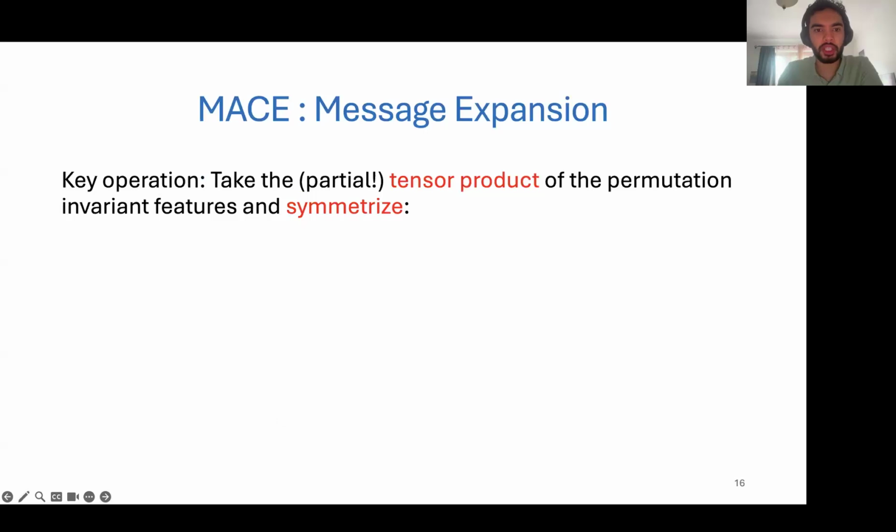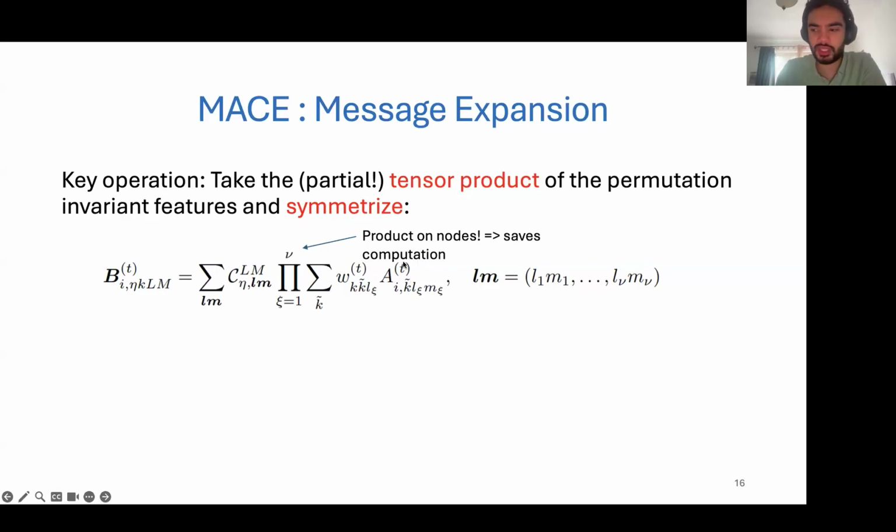But MACE has an extra operation, which is this symmetric tensor product. I won't go into too much detail on the indices, but you take this A basis, and the central operation is that you take products of them. And the key thing is that because you have done the sum first and then you take the product, this now doesn't scale with the number of neighbors. So you end up being able to do very, very large body order without being hurt by the number of neighbors you have, by taking the product of this permutation invariant. And so we have solved the first problem that I was mentioning, to approximate the tensor product basis. It's not scaling exponentially anymore.